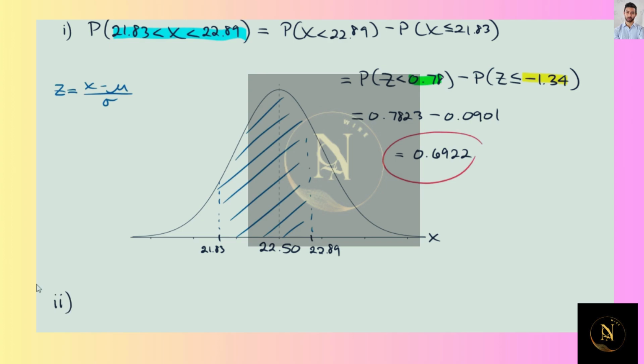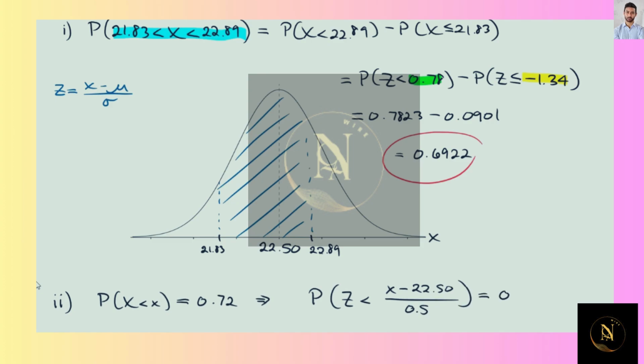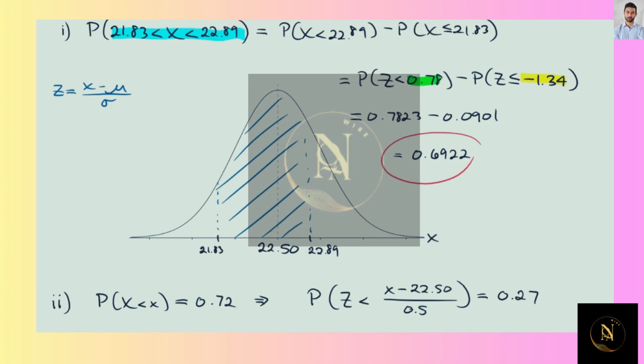For part 2, we're asked below which limit is there 27% of the total rollers. So the probability of x being below a certain limit is 0.27. So let's standardize this. The probability that z is below this limit minus the mean, 22.5, over the standard deviation of half, is 0.27.